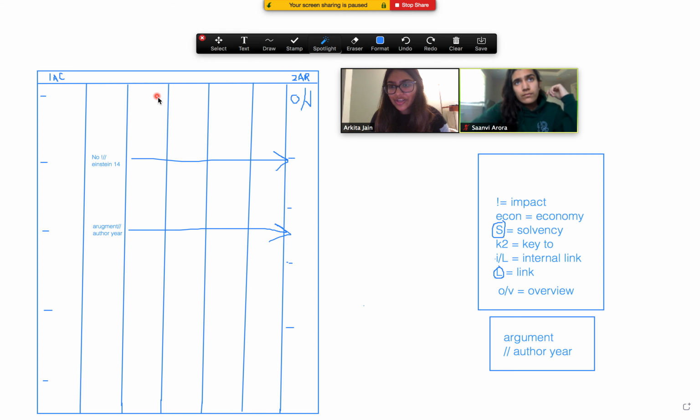So at the top of each of your columns, you always leave three fingers of space for an overview that you can write down when the other person is speaking. Then after that, you just continue writing your normal argument, author, year throughout the flow.